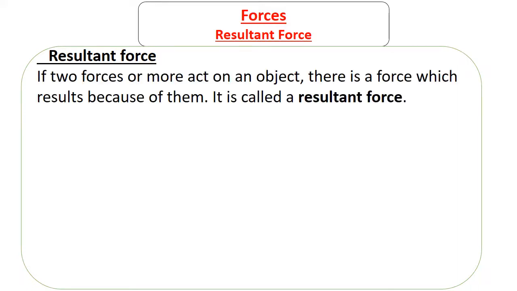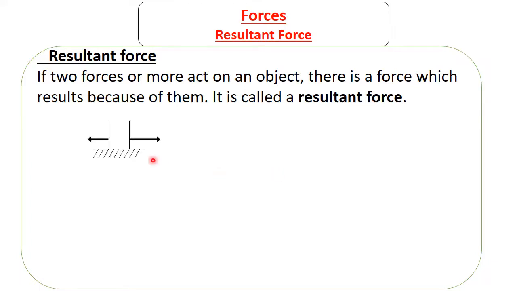Then we move on to resultant force. Resultant force, which just from the word means a force that results from other forces, or in short, it can be defined as: if two forces or more act on an object, there is a force which results because of them. It is called a resultant force. So this is a force that results from different forces acting on the same object.